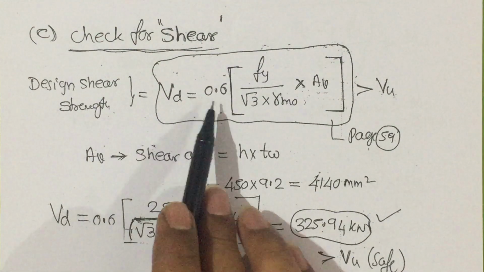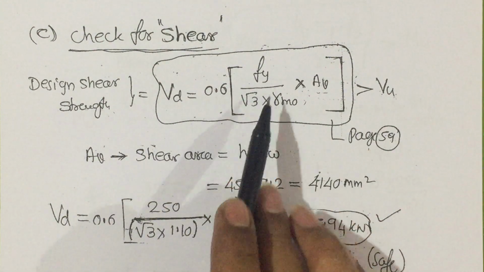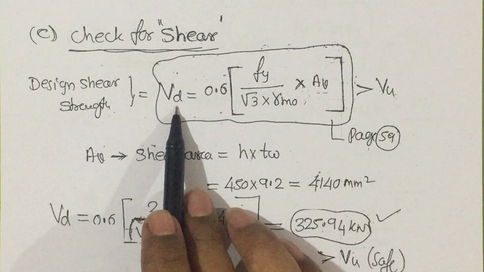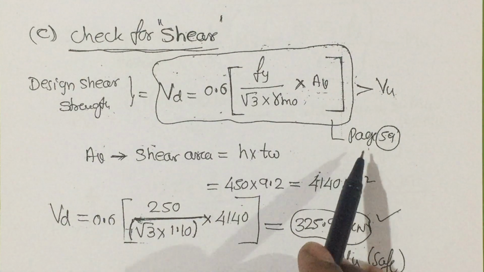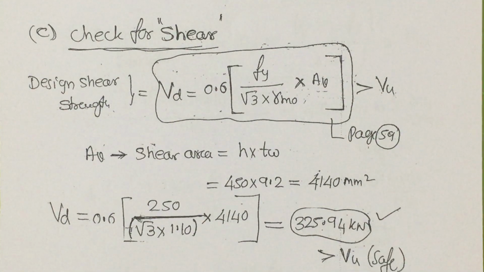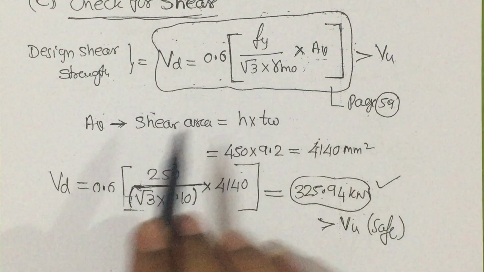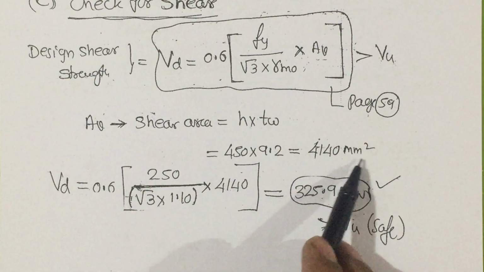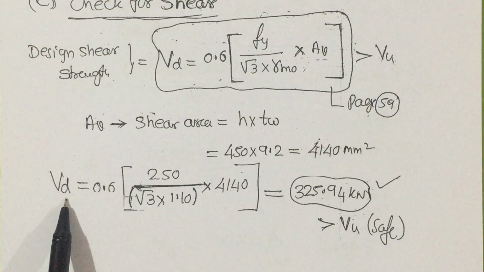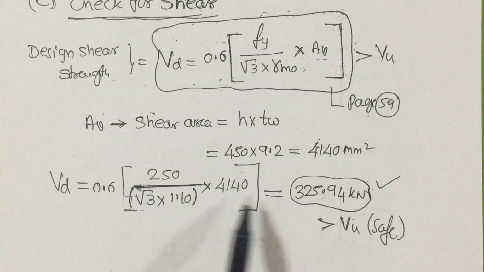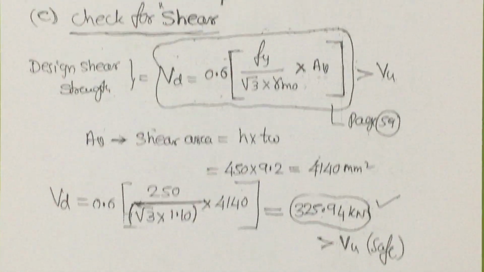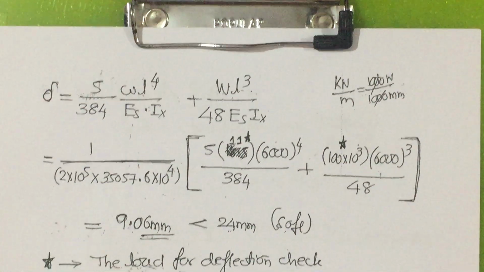Design shear strength Vd is given by 0.6 into Fy divided by root 3 gamma m naught, into Av. This Vd should be greater than Vu. This formula is given in page number 59, where Av is the shear area, H into Tw. So, you are going to get 4140 millimeter square. Therefore, Vd is given by, substituting all the values, 325.94, which is greater than Vu. Therefore, our design is safe. Check for shear is over.